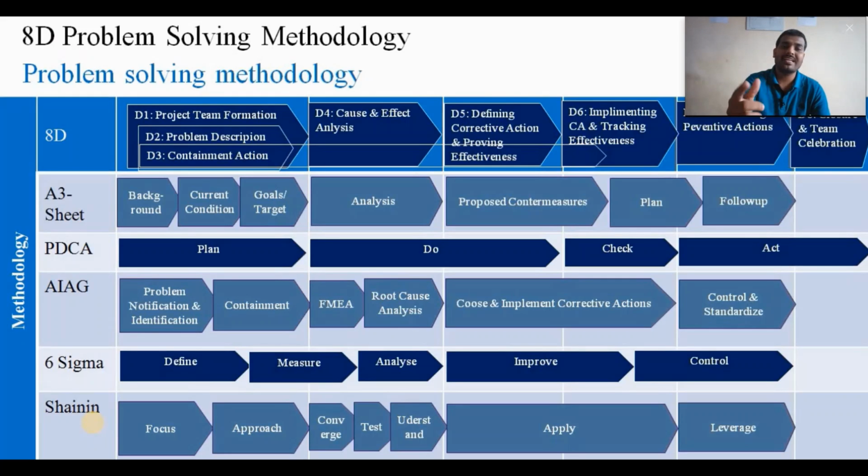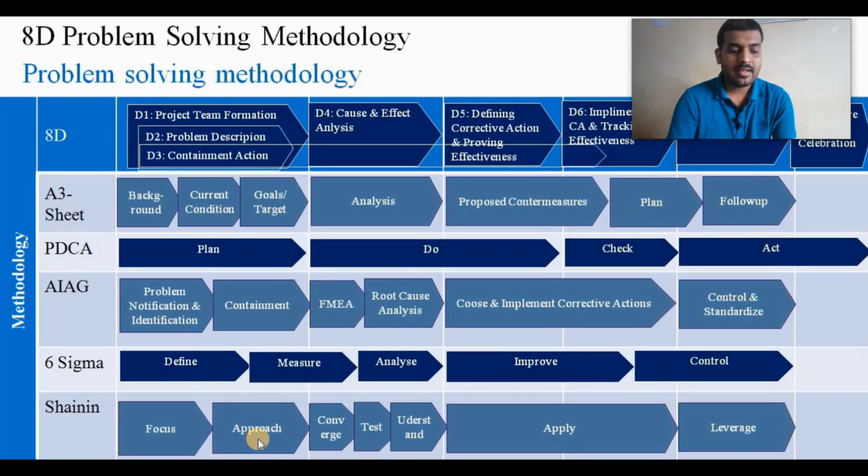F stands for focus. In this phase, the business problem is converted to the technical problem. Then in the approach phase, by developing investigative strategies, this technical problem is converted to the Green Y. Then the next phase is converge. In this converge phase, by applying dictionary game thinking, this Green Y is converted to the suspected Red X candidate.